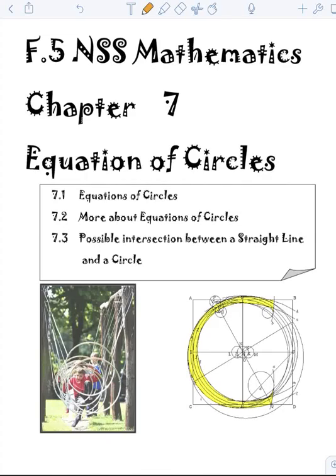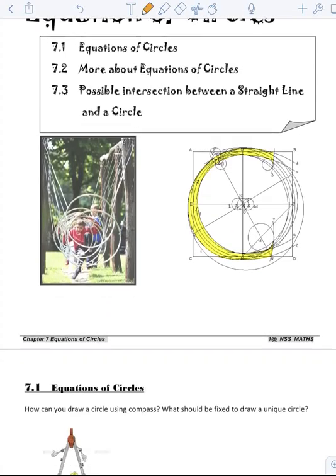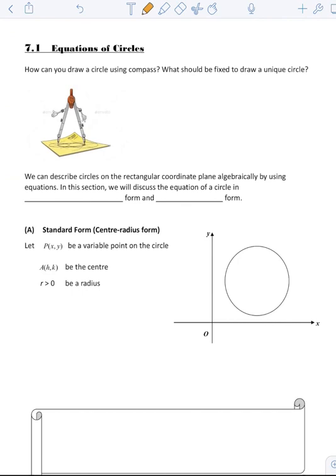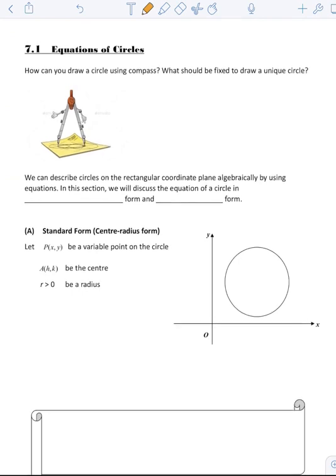Form 5, Chapter 7, Equations of Circles. Section 7.1, Equations of Circle.